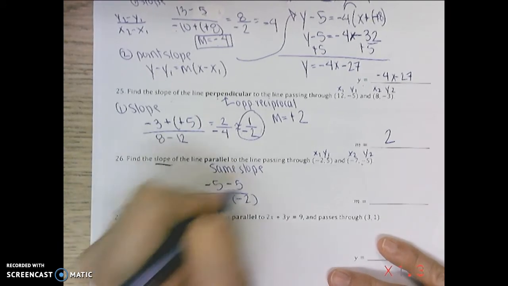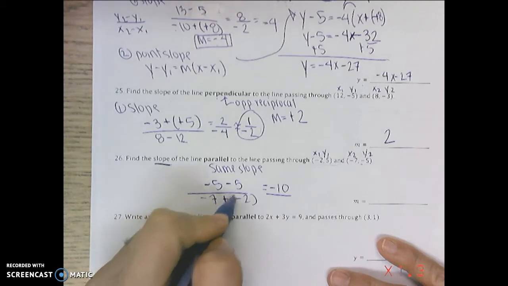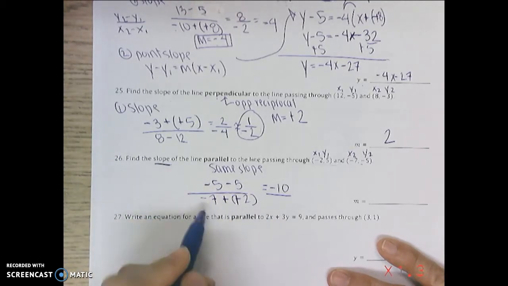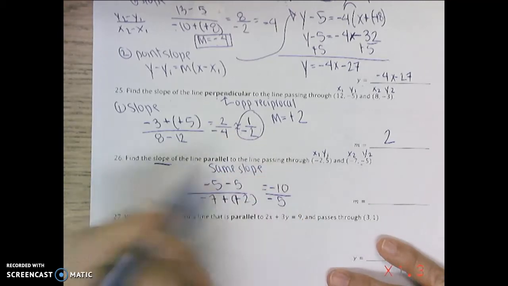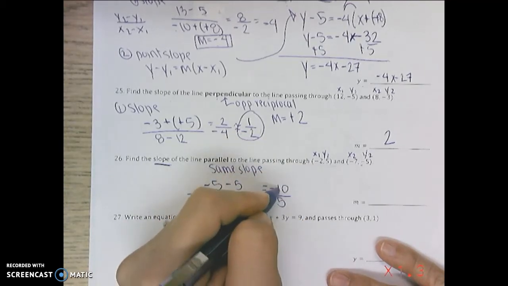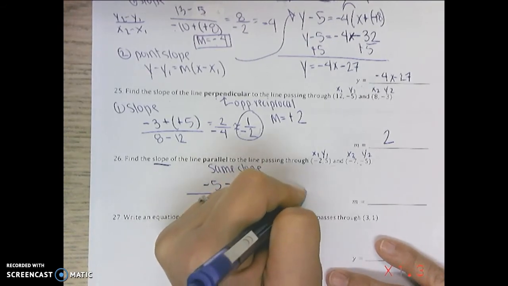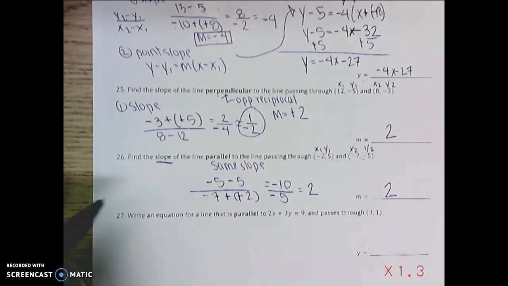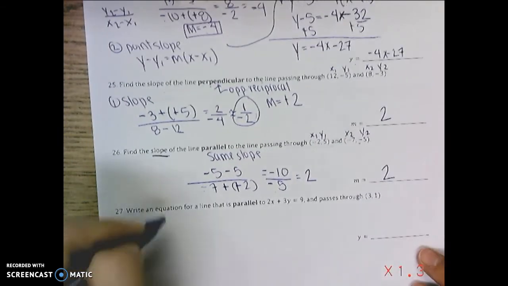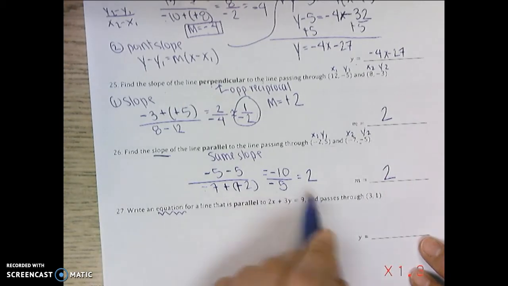Negative 5 minus 5 is negative 10. Two negatives make a positive, so negative 7 and a positive 2 is a negative 5. I can simplify this. Negative 10 divided by negative 5 is a positive 2. That is my slope for this one. Now we're going to take it a step further. We're going to write an equation for a line that is parallel to this.